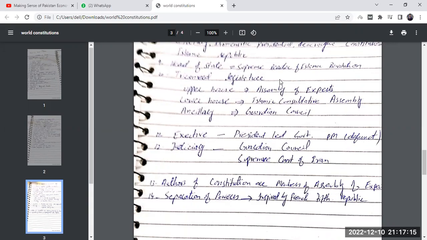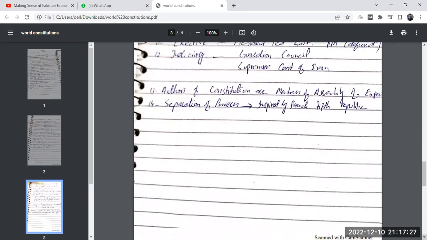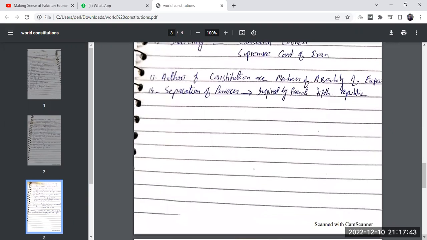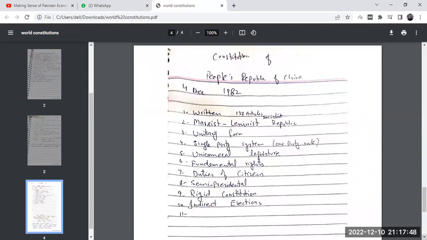And the authors of the constitution are members of the Assembly of Experts. Assembly of Experts means Mullah Hazrat, and they are the main authors of the constitution. And there is a concept of separation of power inspired by the French Fifth Republic. This constitution is inspired by that, and they have separation of power, with executive, judicial, and legislature separate. But in France, the prime minister is also a 50% power holder, but in Iran, the prime minister is just a titular head.